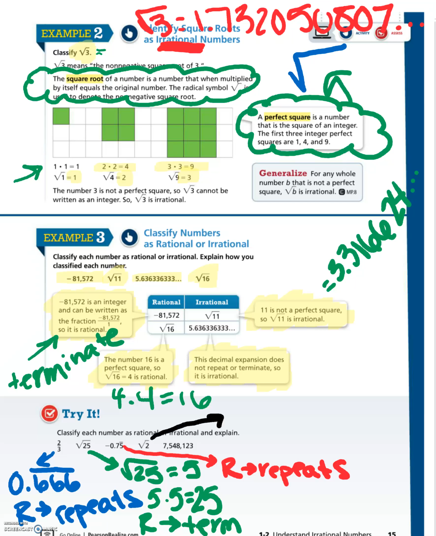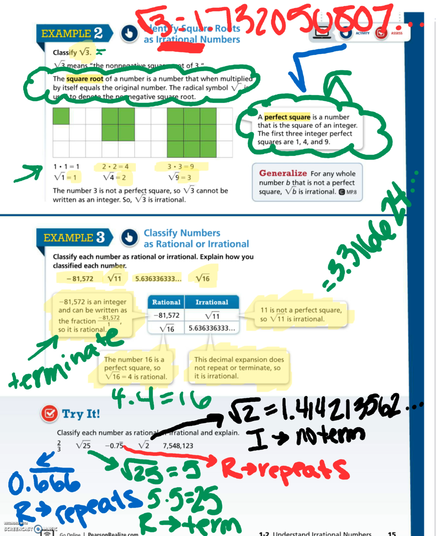The square root of 2. Well, let's double check in our calculator. What is the square root of 2? The square root of 2 is equal to 1.41421356, on and on. So since it keeps going, it does not terminate, and I do not see repeating, so it is irrational because it does not terminate. So no terminate and no repeat.